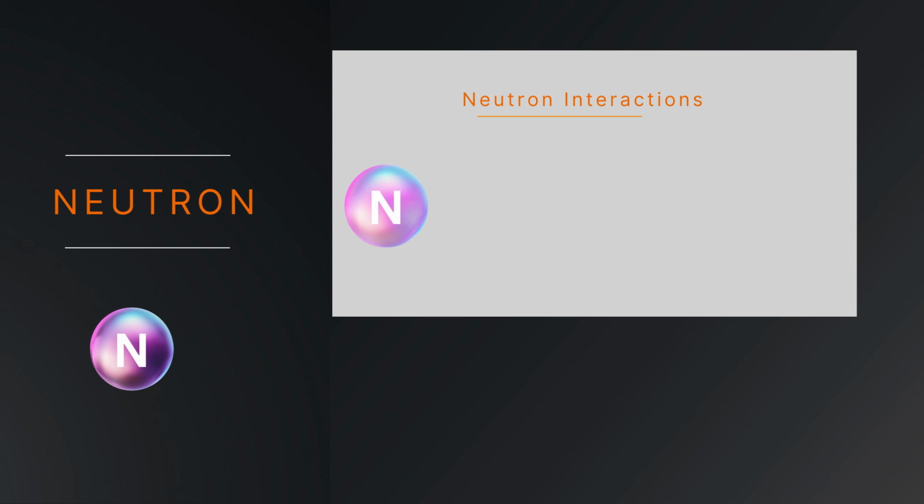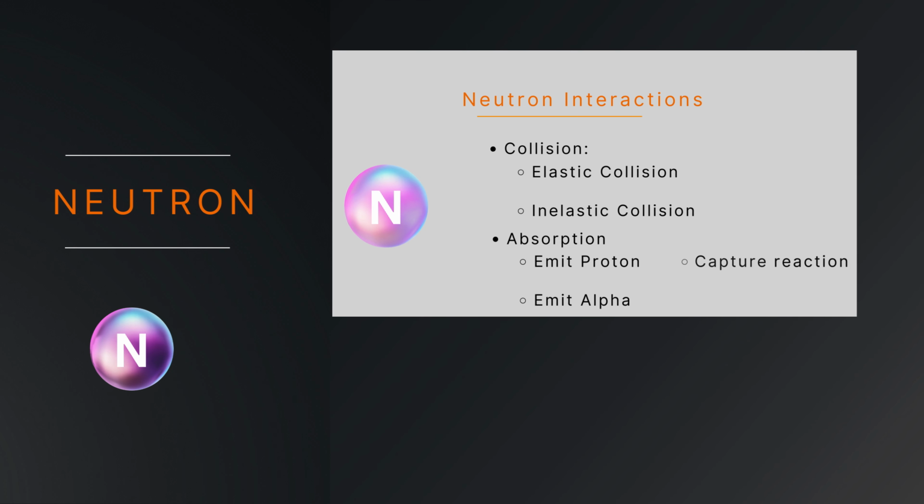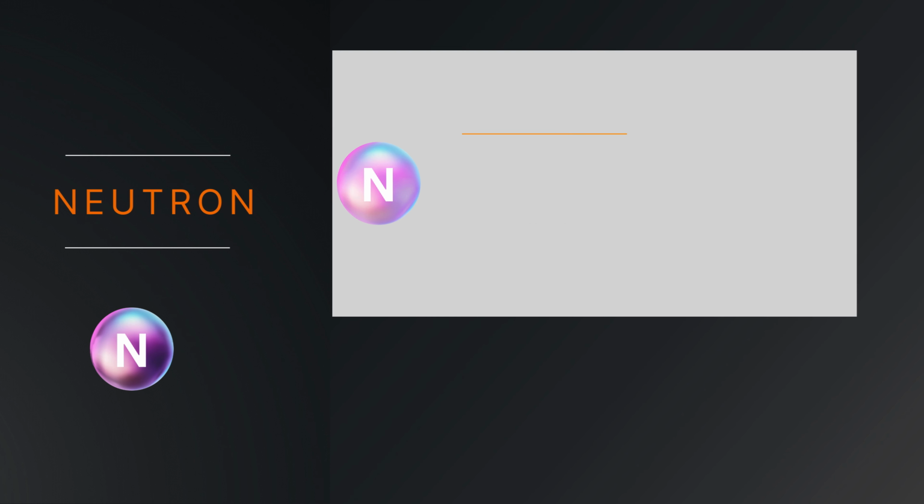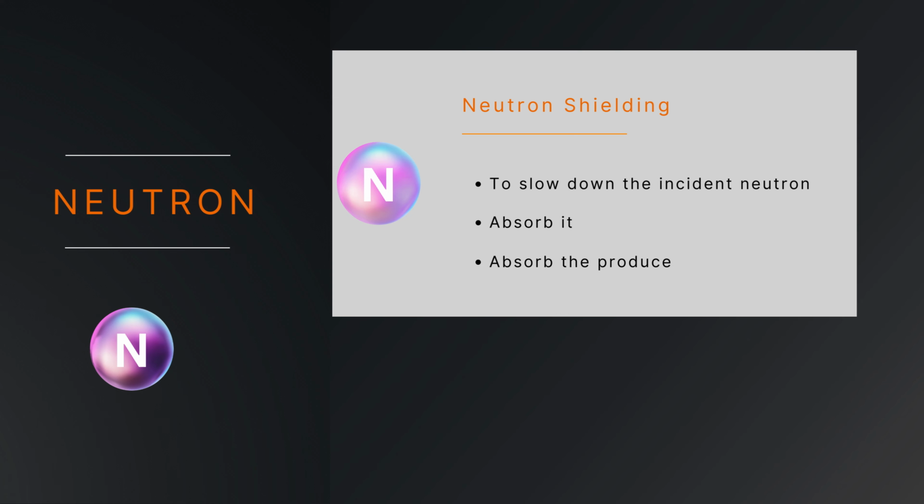So, neutron interactions are either by collision or absorption. The collision is elastic or inelastic. The absorption produces proton, alpha, gamma, or fission. Neutron shielding. Neutron shielding has 3 steps. 1. To slow down the incident neutron. 2. Absorb it. 3. Absorb the produced gamma rays.